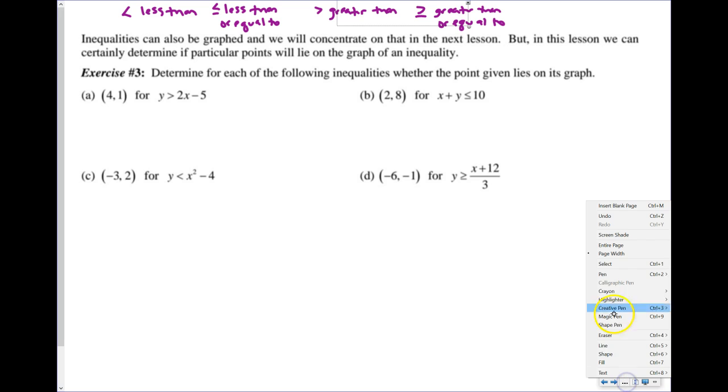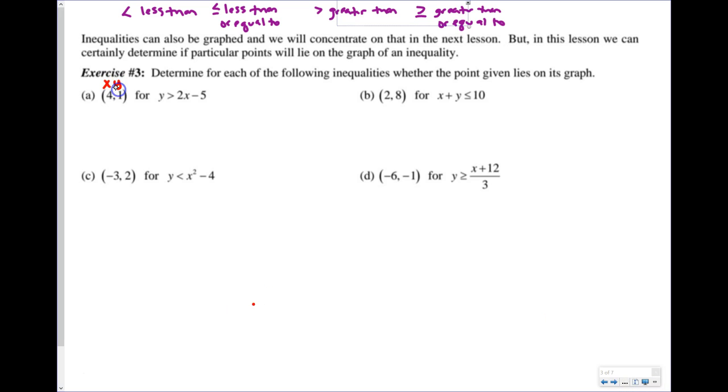So the idea is the same. We're still going to plug in this x and y. So 4 is my x, 1 is my y. So instead of y is greater than, I'm going to have 1 greater than 2 times 4 minus 5. So I'm basically plugging these things in. Determine for each whether the point lies on the graph. So we're plugging in the points.